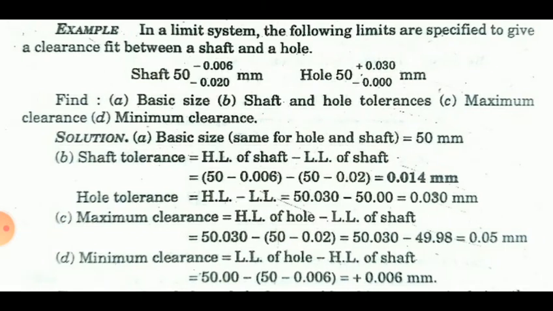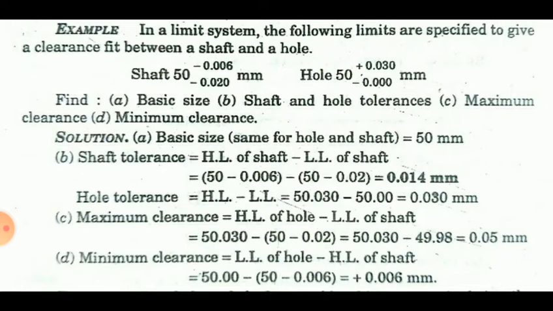Next example. In a limit system, the following limits are specified to give a clearance fit between a shaft and a hole. The sizes of the shaft and the hole are given. So 50 is the basic size, and the upper and lower limits for the shaft as well as the hole are given, and you have to find the basic size, shaft and hole tolerances, maximum clearance and minimum clearance. Now the basic size is the same for the hole and the shaft, that is 50, as given.